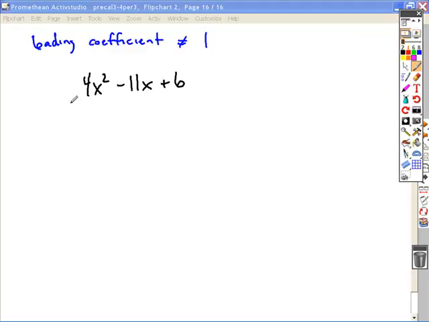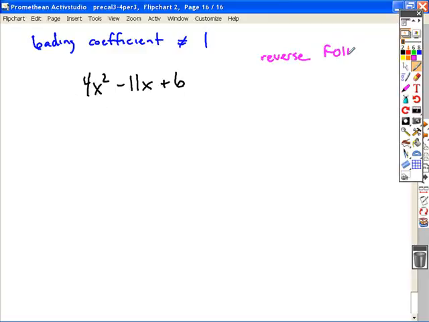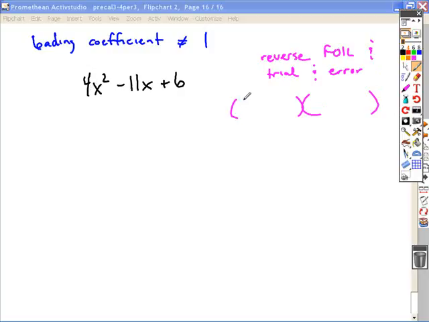And so what you would do to reverse FOIL, which is just trial and error, is you just look to see. You know that the two first terms of your factors have to give you a product of 4x squared. So your only options are x and 4x, right? So that pair would give you a 4x squared. Or you could say 2x and 2x. Those are the only two ways that you can get 4x squared.